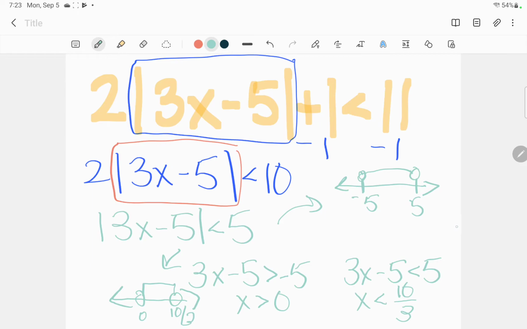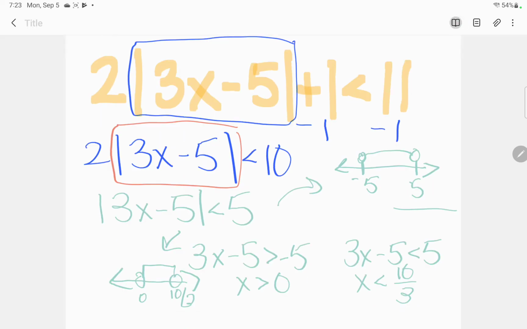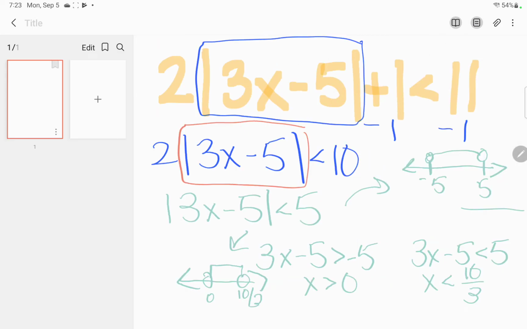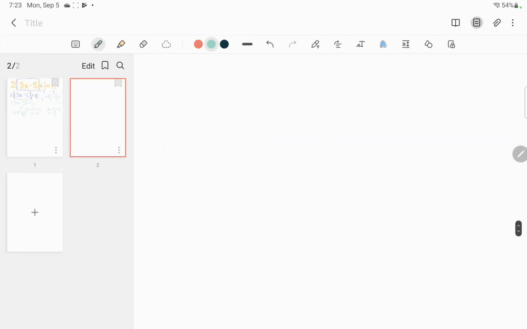So my next one is going to be an absolute value graph, and that's going to be one that we need to draw the graph of. And I noticed that people were generally okay with graphing the absolute value equation, but a little bit of a challenge in graphing the absolute value inequality. So let me just add another page here, and we're going to look at graphing the absolute value equation.